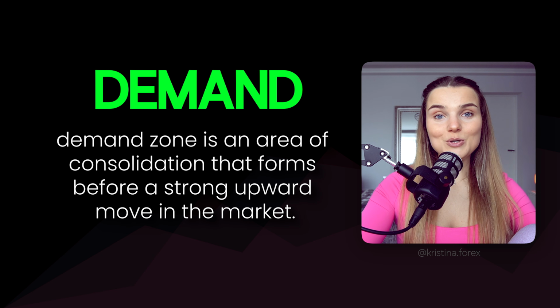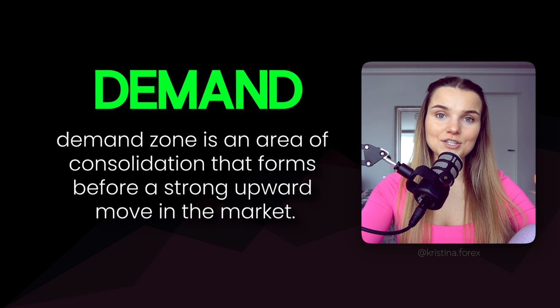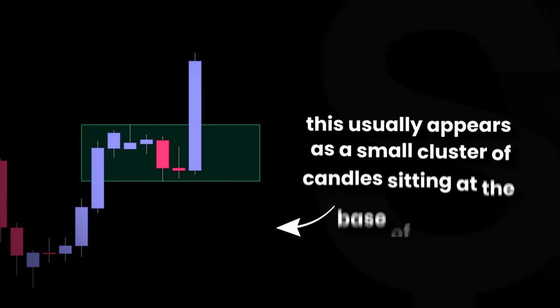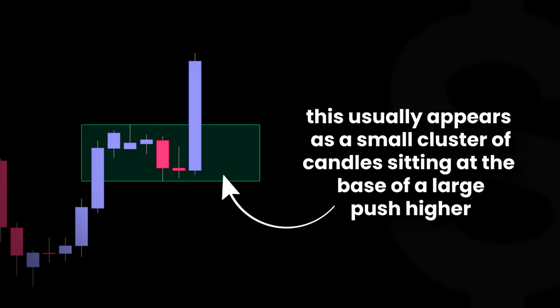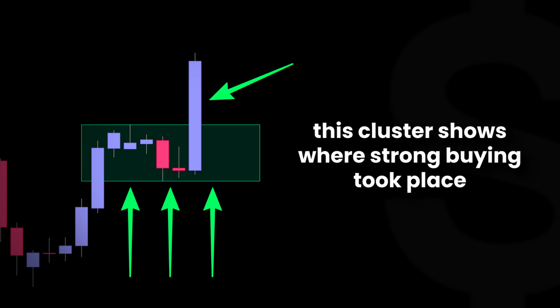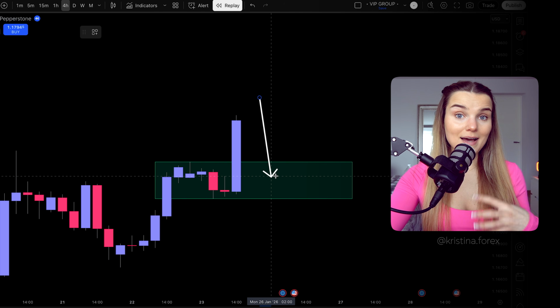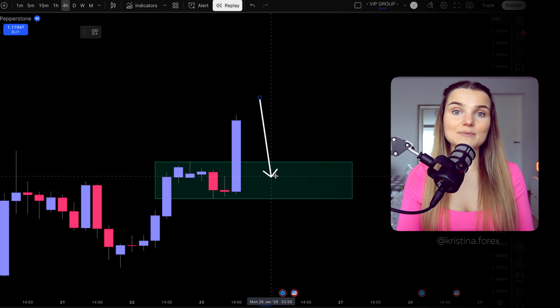So a demand zone is an area of consolidation that forms before a strong upward move in the Forex market. This usually appears as a small cluster of candles sitting at the base of a large push higher. And that consolidation cluster shows us where the strong buying previously took place in the Forex market, which means when the price returns to our demand zone, this is where we can expect buying pressure to step in the market.